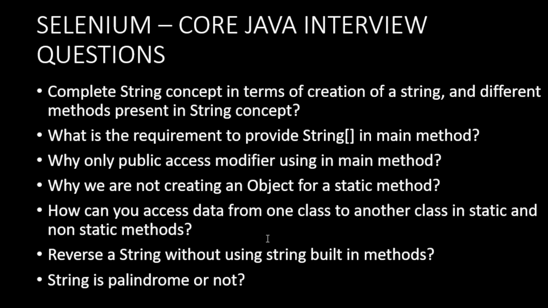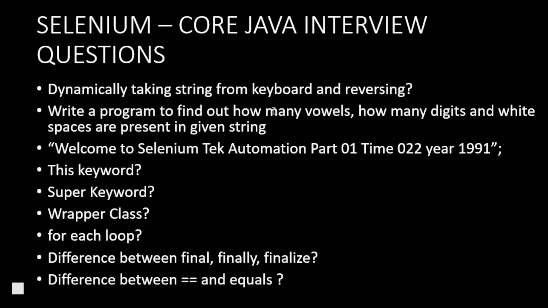And going to the next slide. Here we are dynamically taking a string from the keyboard and reversing it. Dynamically means if I enter some input from my keyboard, our program automatically reverses the given string. Whatever we type from the keyboard must be reversed. So how can we do it? With the help of the Scanner class, we can reverse this particular string.